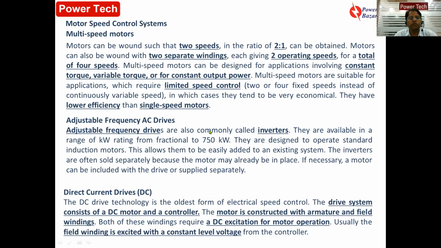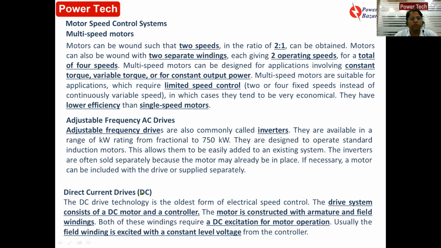Next is adjustable frequency drives, also known as inverters. Now, inverters are available from fractional kilowatt rating to 750 kilowatt motors. They are designed to operate standard induction motors. This allows them to be easily added to the existing system. Inverters are often sold separately because motors are already in place. So, with inverters or adjustable frequency AC drives, where you can change the frequency through an inverter, you can change the speed of the motors.